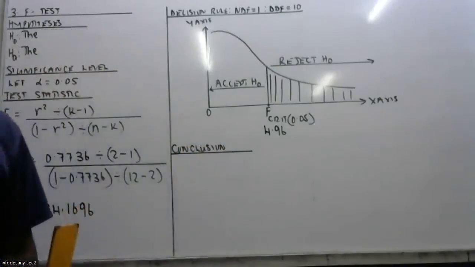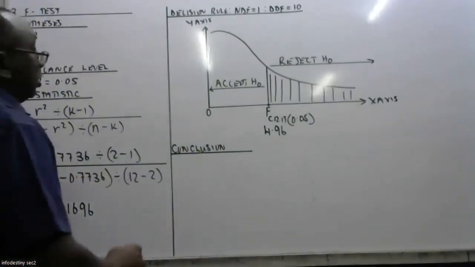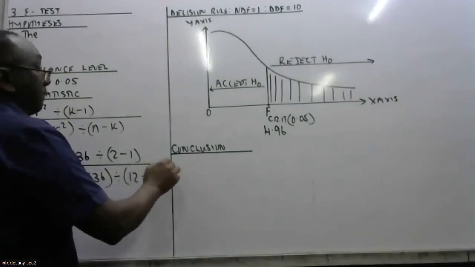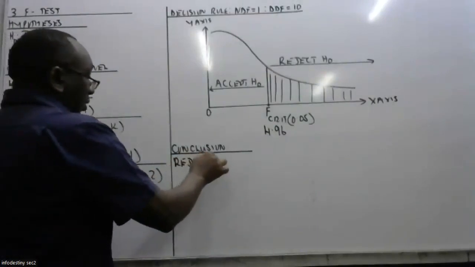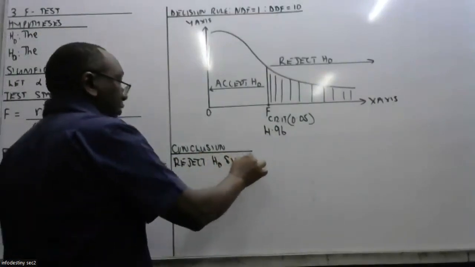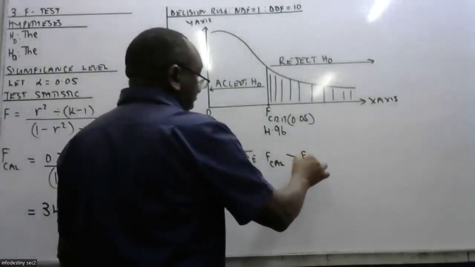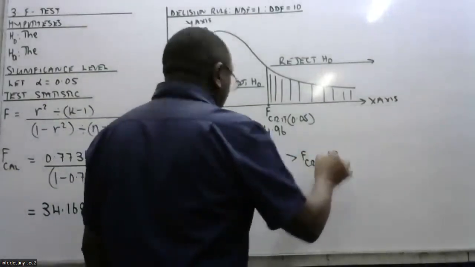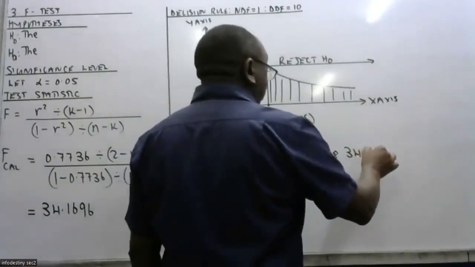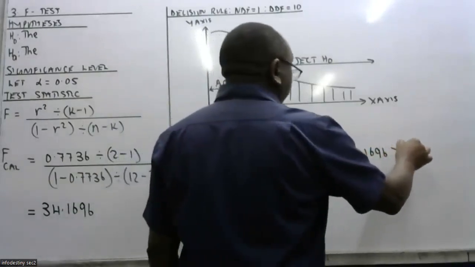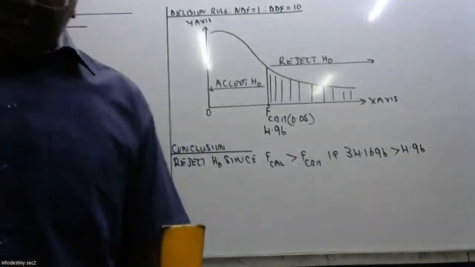Okay, so with that now, we come here and make the conclusion. So the conclusion is we are going to reject null hypothesis. We reject null hypothesis since F calculated is greater than F critical. That is 34.1696 is greater than 4.96.